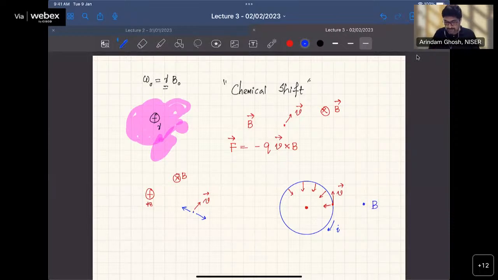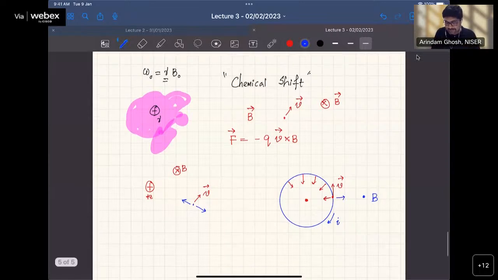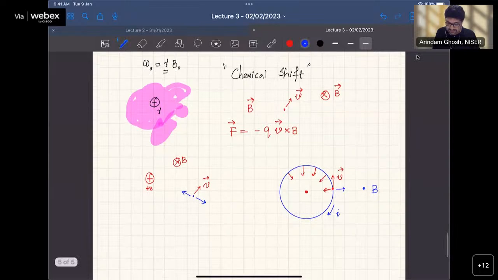Only if you have B pointing up like this, then the force, which is originally like this from V cross B, becomes exactly opposite. So if you have this direction, that means it is coming out of this plane. Everything else is the same: the original B is coming out of the plane. Then only this picture will be there, and the current is in this direction.